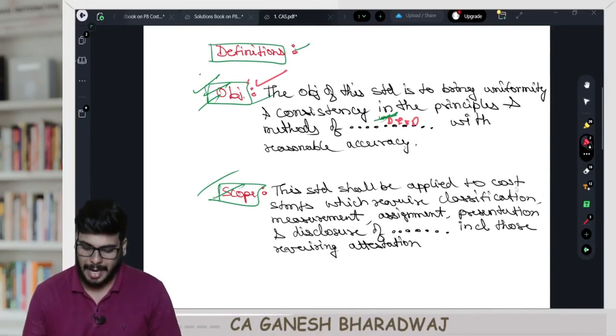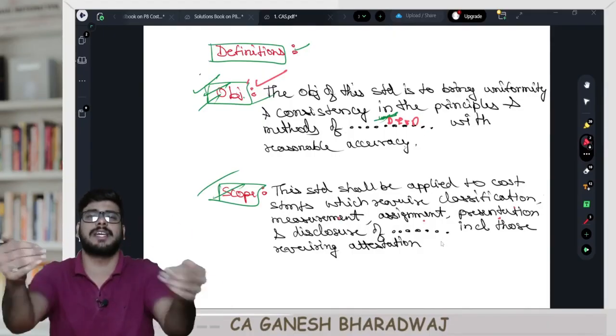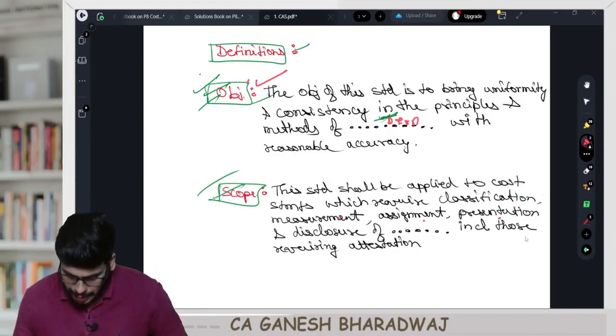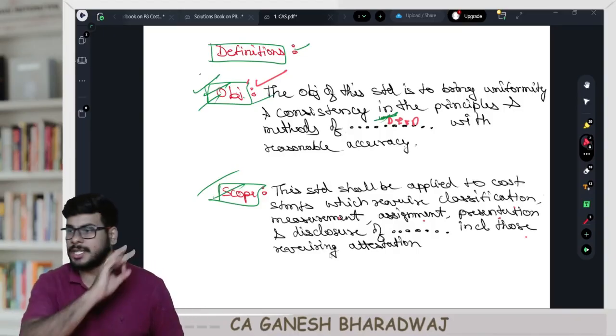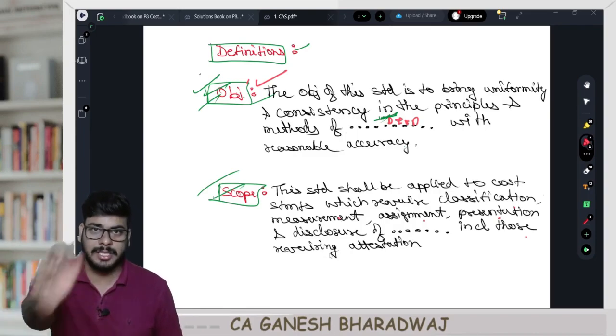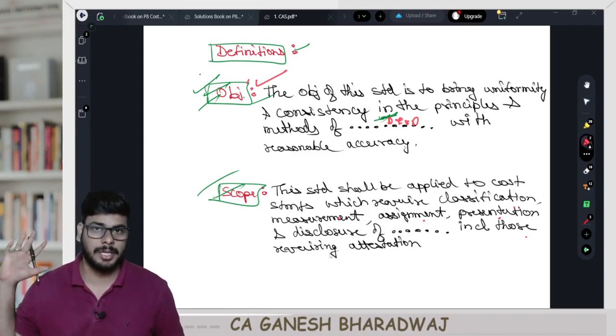This standard shall be applied to cost statements which require classification, measurement, assignment, presentation, and disclosure of, once again write the title, direct expenses, including those requiring attestation. That's about it. That's about this. This entire chapter is over. Clear with this, guys.